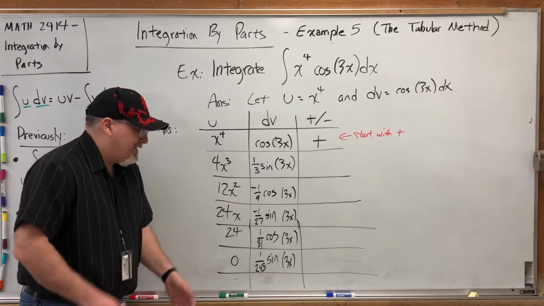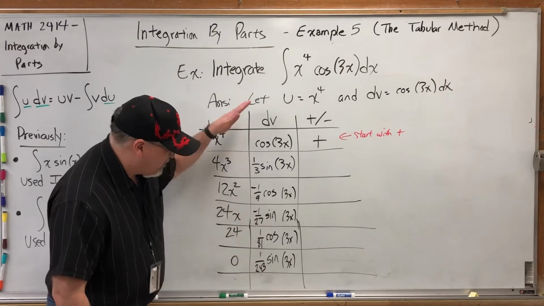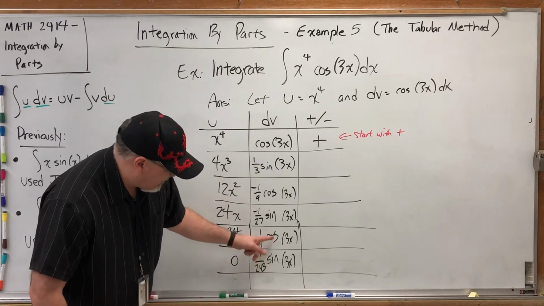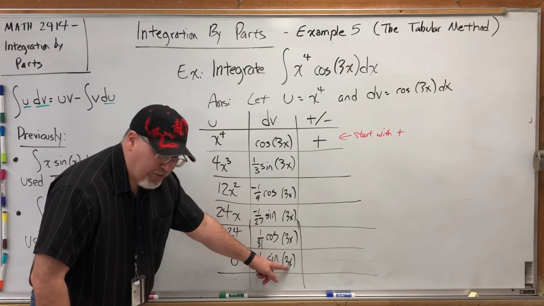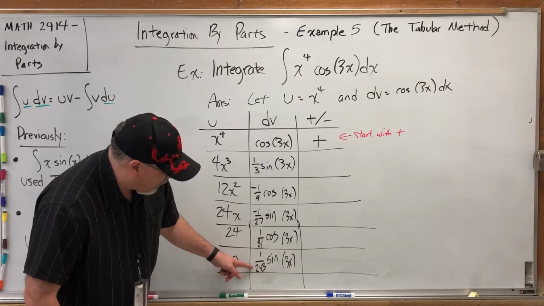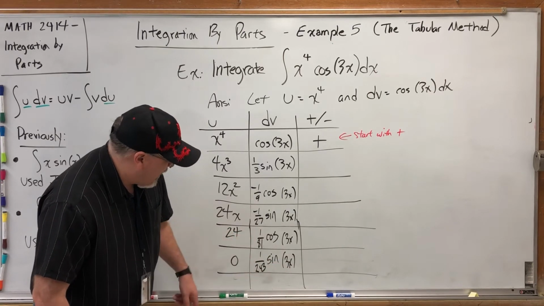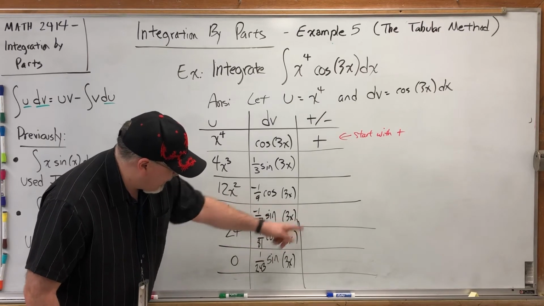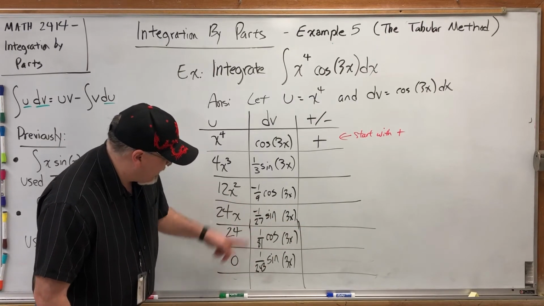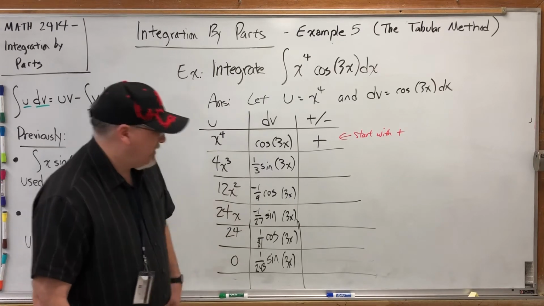But it wouldn't be a bad idea to quickly differentiate back up here. Derivative of sine is cosine. I would pick up a 1/3 from the chain rule. Excuse me, I would pick up a 3. 3 times 1/243 is 1/81. The derivative of cosine is a negative sine. Chain rule would pick up an extra 3. 3 times 1 over 81 is 1 over 27, etc., etc., etc.